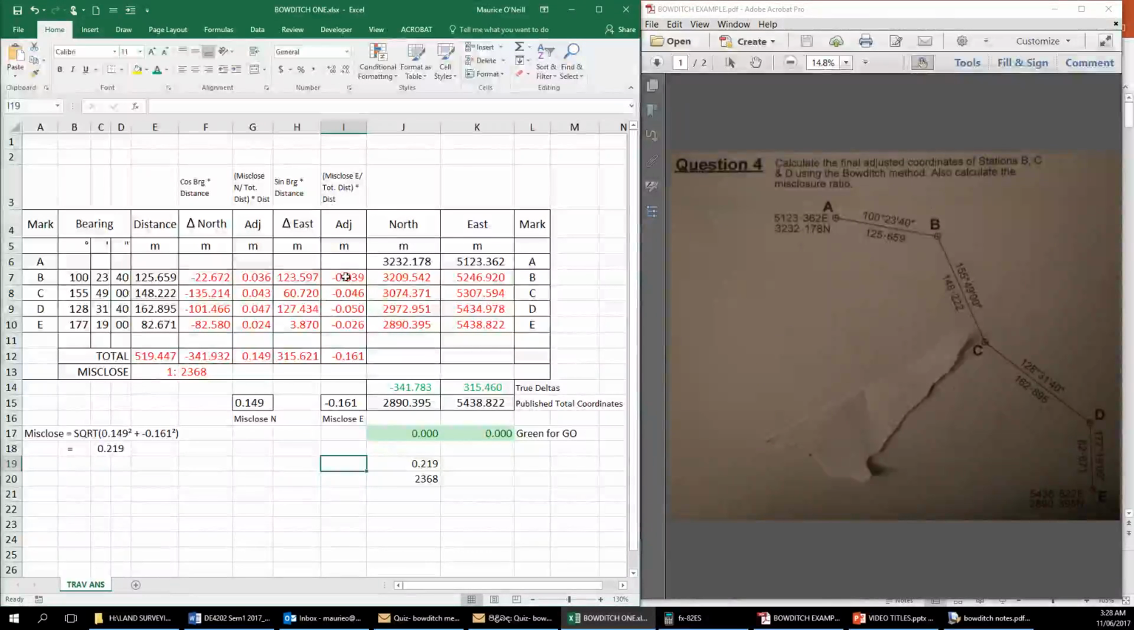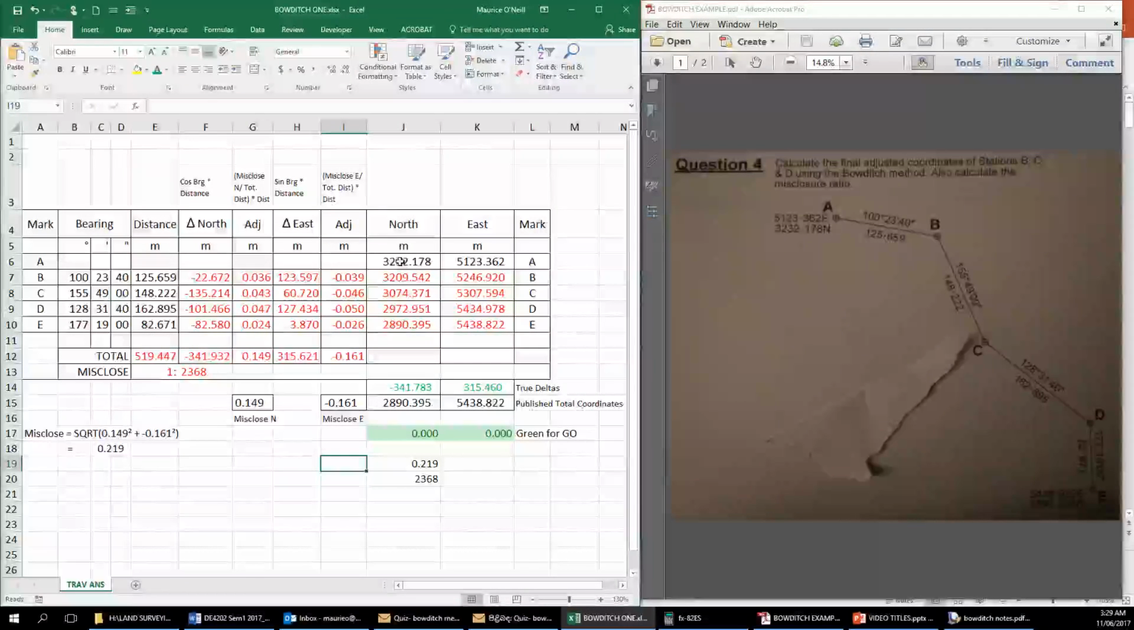It's the next biggest line, the next biggest line, and that's the smallest line. And they all add up to 0.161. So now, once you've got that all sorted, this is the time that you do your coordinates.